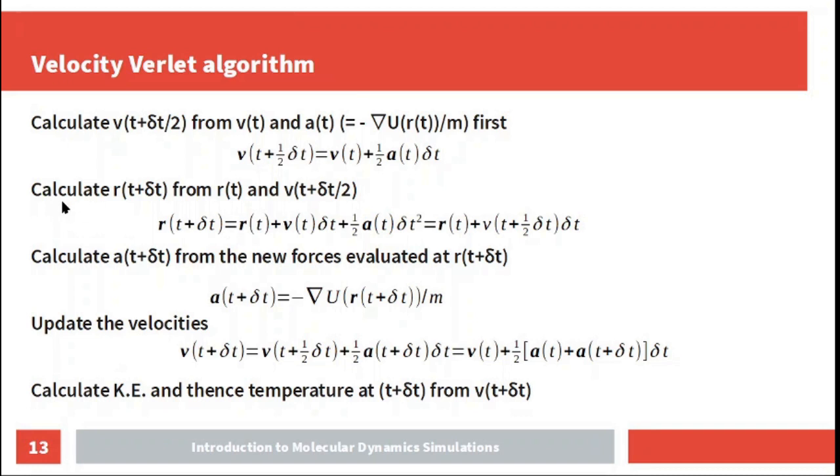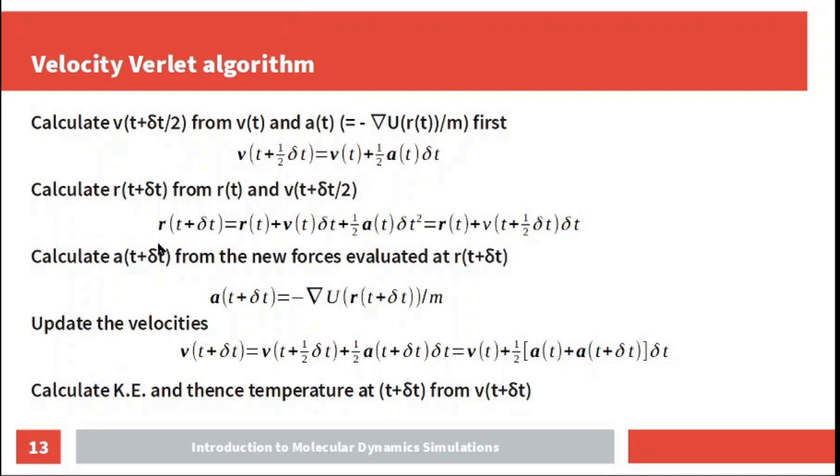From this, you can calculate r at t plus delta t from r at t and v at t plus delta t by 2. That is because r at t plus delta t is given by this expression, as you can see from the previous slides, neglecting higher orders of course, but v at t plus half a t delta t is v at t plus delta t by 2. So you can resubstitute this value here to obtain r at t plus delta t in terms of r at t and v at the mid step.